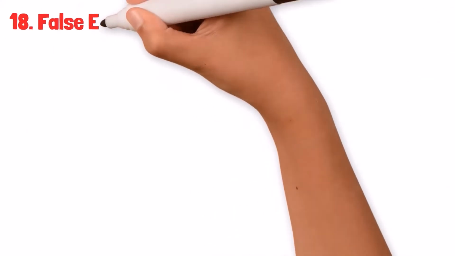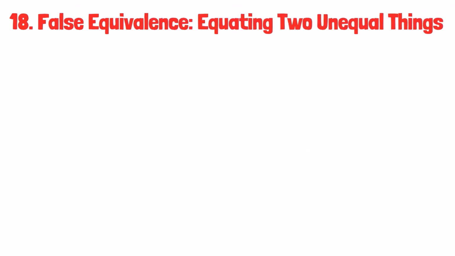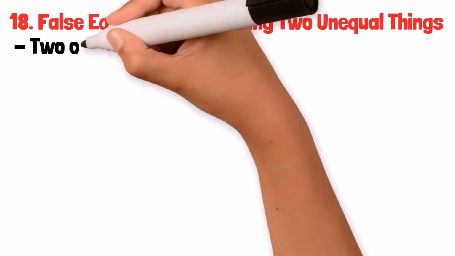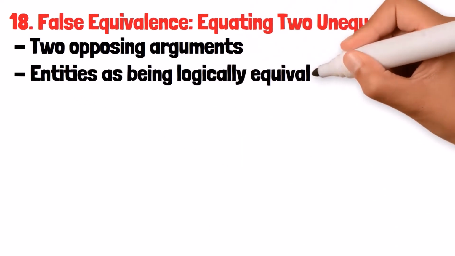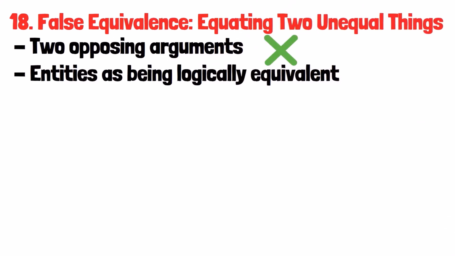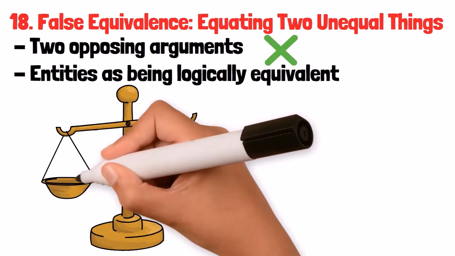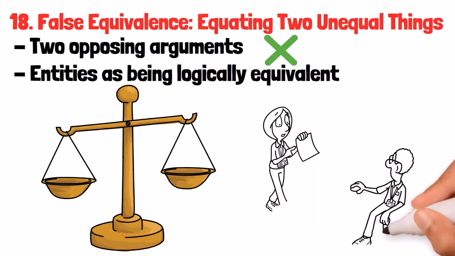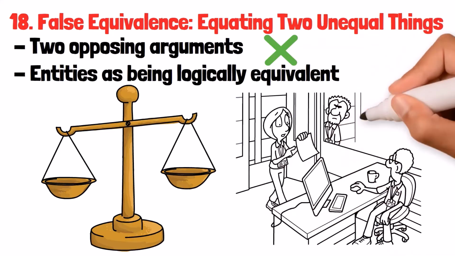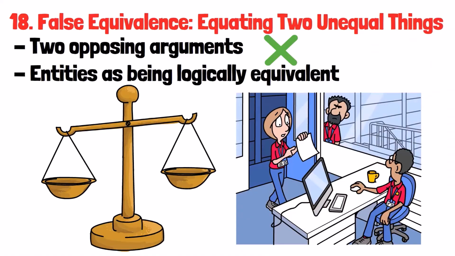18. False equivalence, equating two unequal things. False equivalence is a technique that presents two opposing arguments or entities as being logically equivalent when in fact they are not. This can create the impression that both sides are equally valid, even if one is clearly weaker. For example, a news outlet might give equal weight to the views of a fringe conspiracy theorist and a respected scientist, creating the false impression that both viewpoints are equally credible.